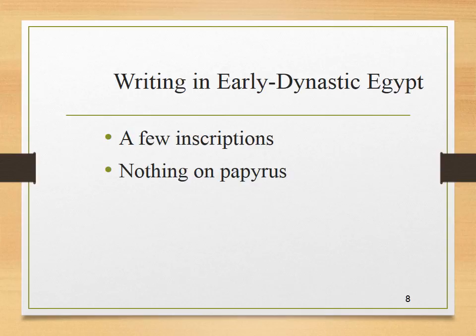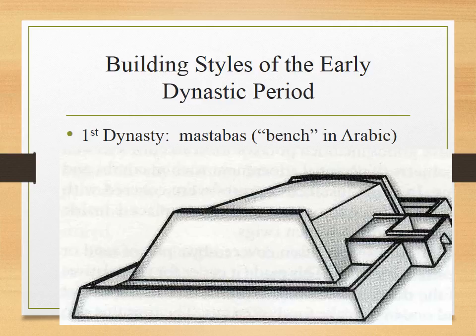Of course, papyrus is made out of plant material, and if it gets wet, it gets destroyed. It's like a sheet of paper. If you leave it outside for a couple of days, it's going to totally disappear. So it doesn't mean they weren't writing on papyrus. It means we just don't have any.